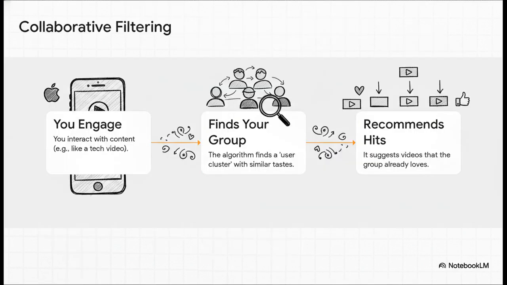They have a really clever trick up their sleeve called collaborative filtering. Let's say the very first thing you do is like a video about the new iPhone. Instantly, the algorithm says, aha, and finds a whole group, a cluster, of other users who are also into tech videos. And then it just starts showing you the videos that that group already loved, making a pretty safe bet that you're going to like them too. It's a brilliant shortcut to figuring you out fast.